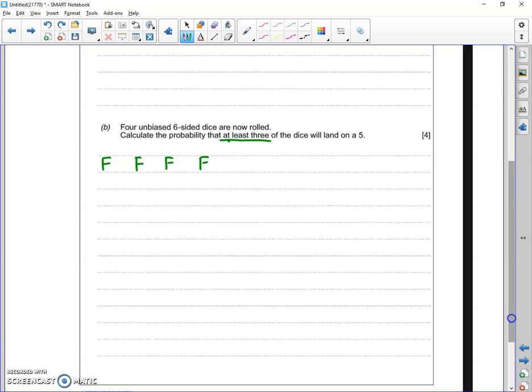But also any combination with 3 5s. So it could be 5, 5, 5 and then not a 5. It could be 5, 5, not 5 and then 5 again. 5, not 5, 5, 5 and not 5, 5, 5. And all of these are separate combinations. Okay, so you count them all separately, but they are all going to be the same. These 4 here will all come out as the same answer.